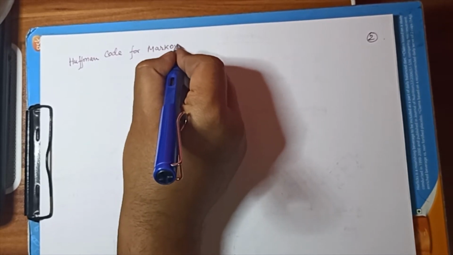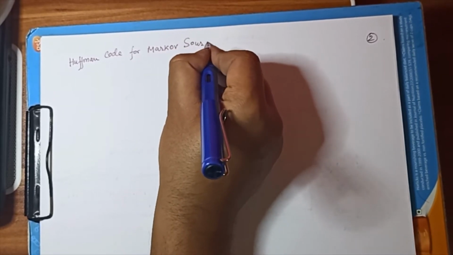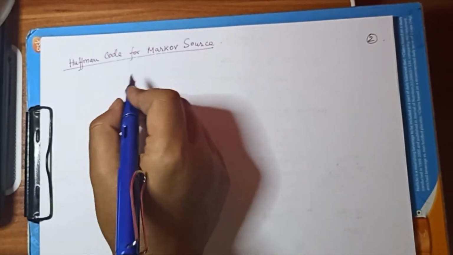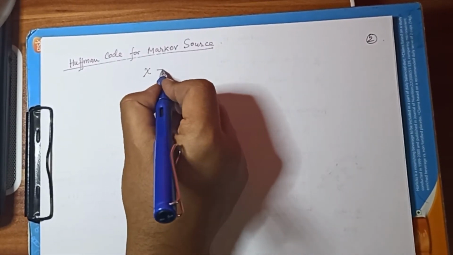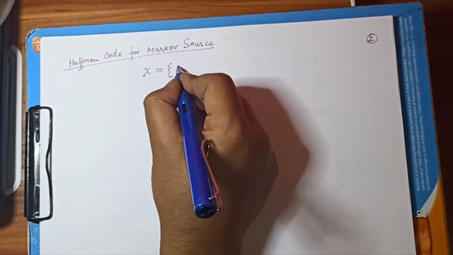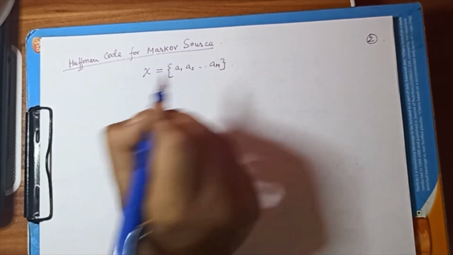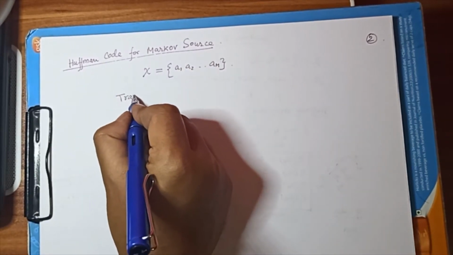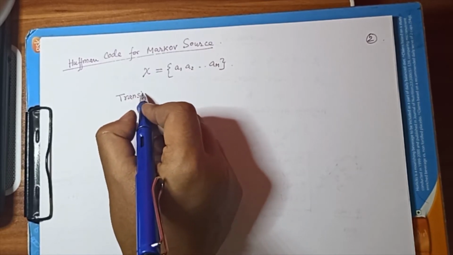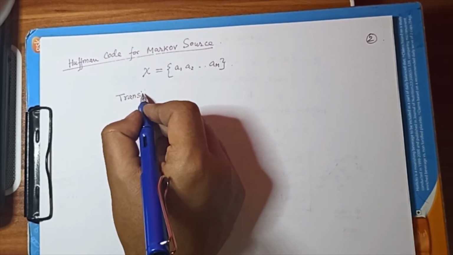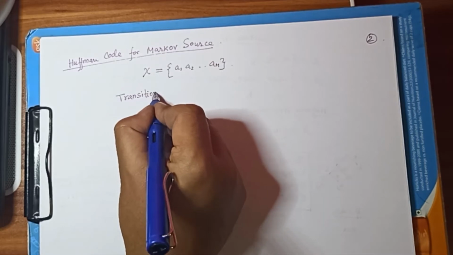And we know that any stationary source can be modeled as a Markov source. So for a Markov source, for every alphabet, suppose A1, A2 to AM, there should be a transition probability matrix. Some transition probability matrix.